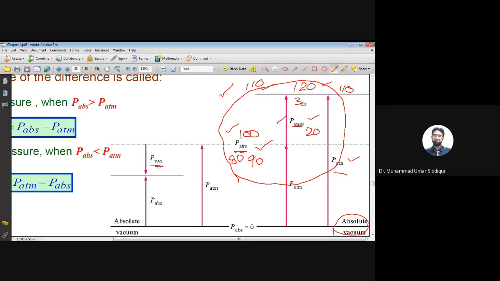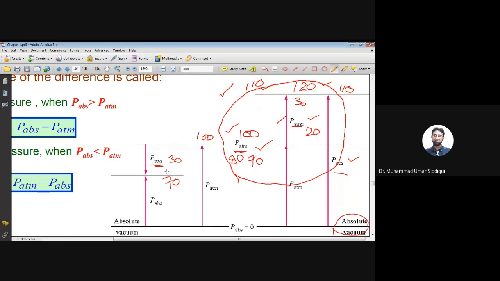Okay, so suppose the atmospheric pressure is 100, and your vacuum gauge gives you a reading of 30. So what will be the absolute pressure? Can you repeat, please? 70. Once again, suppose the atmospheric pressure was 100, and the device which measures vacuum pressure gave you the reading 30. So now, what is the absolute pressure?